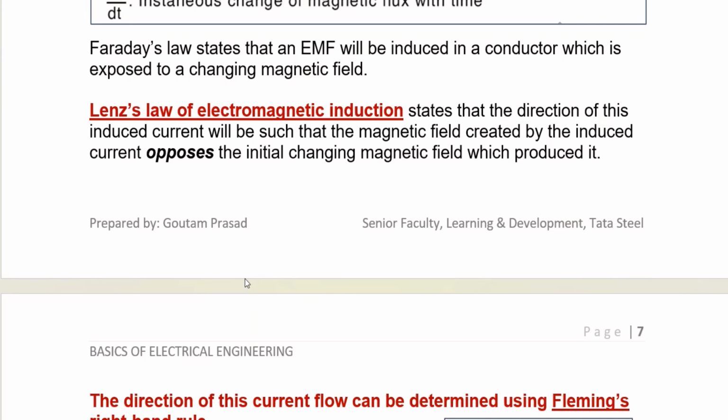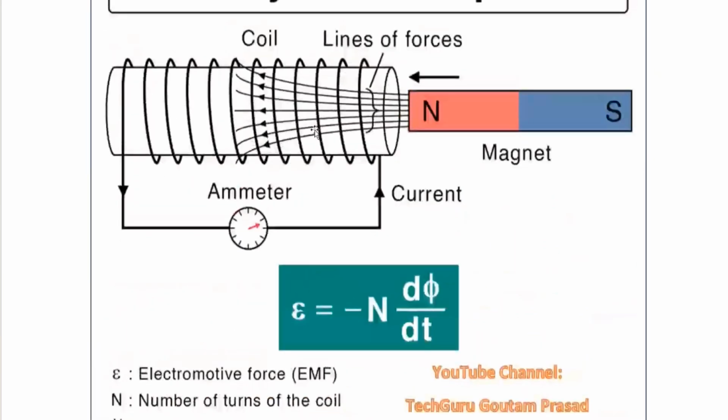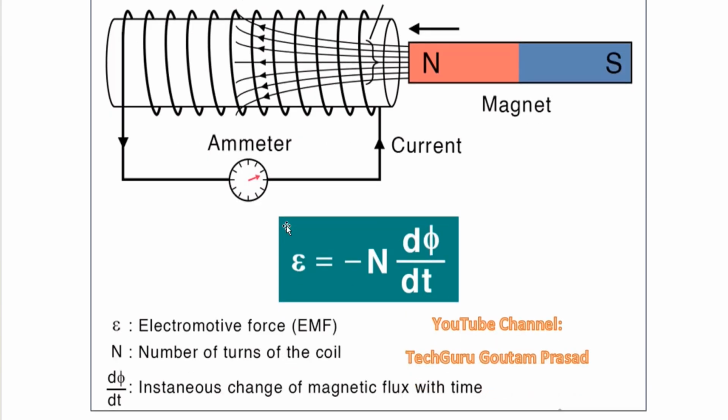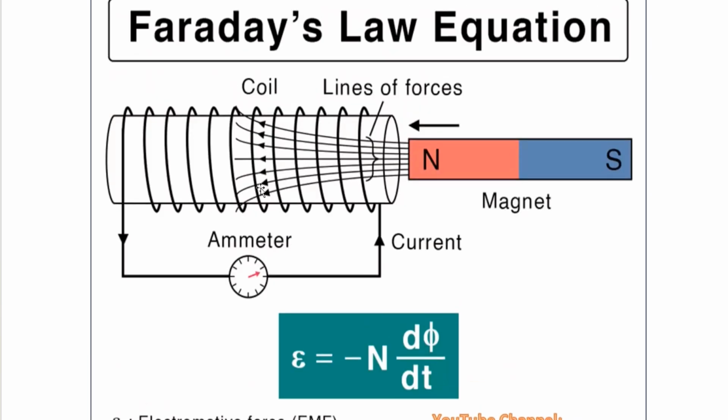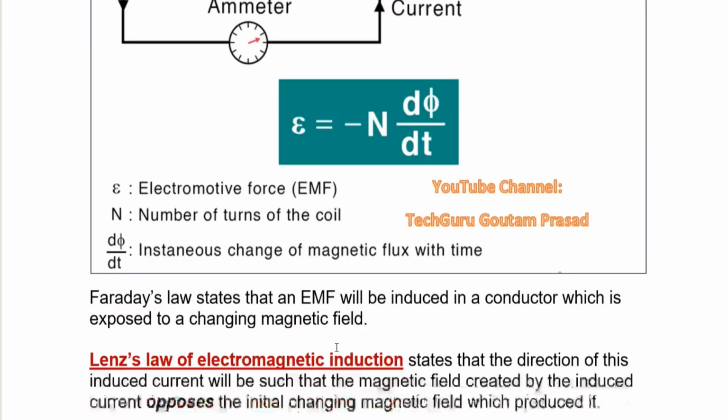Now coming to Lenz's law, what does Lenz's law of electromagnetic induction state? This states that the direction of the induced current is caused only when you have a closed circuit in the induced EMF circuit. So the coil has got EMF induced in it, but unless this circuit is closed, no current flows. If you are connecting some kind of load in this circuit, then this circuit is closed, and only then will the current flow. That is called induced current because it is caused by induced voltage.